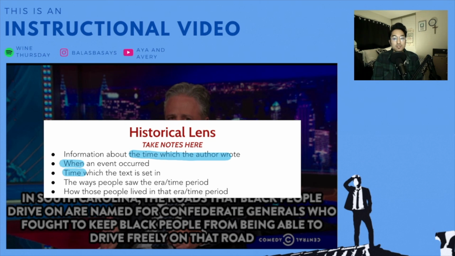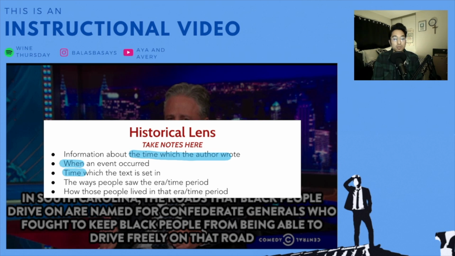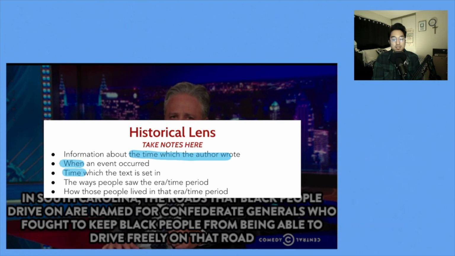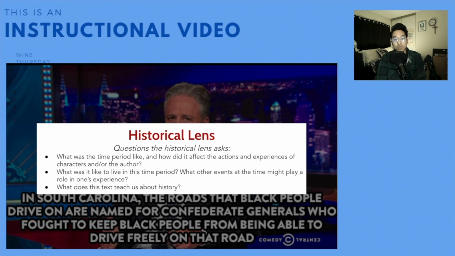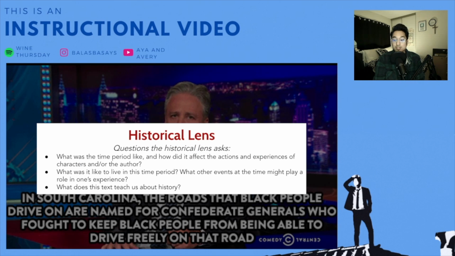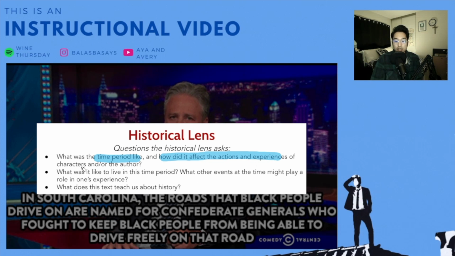In turn, traumatic historical events like Hiroshima or slavery and racism could also look into the critical race or psychological lens to analyze a character. In the same way that we would look for these things using the historical lens, you would also ask very similar questions. So again, what was the time period like, and how did it affect the actions and experiences of characters or maybe even the author, depending on the kind of book that you're reading?